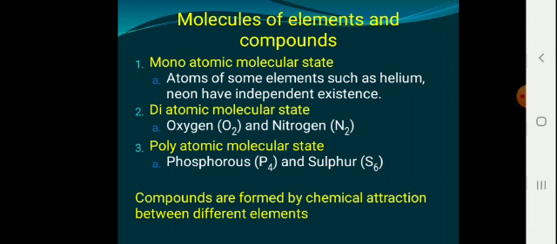Atoms of some elements such as helium, neon have independent existence. It means that these elements are in a monoatomic molecular state. Sometimes two or more atoms of an element combine to form molecules of that element. Such elements are in a polyatomic molecular state. For example, the elements oxygen, nitrogen are in a diatomic molecular state as O2, N2 respectively. Examples of polyatomic molecules include P4 phosphorus and sulfur S6.